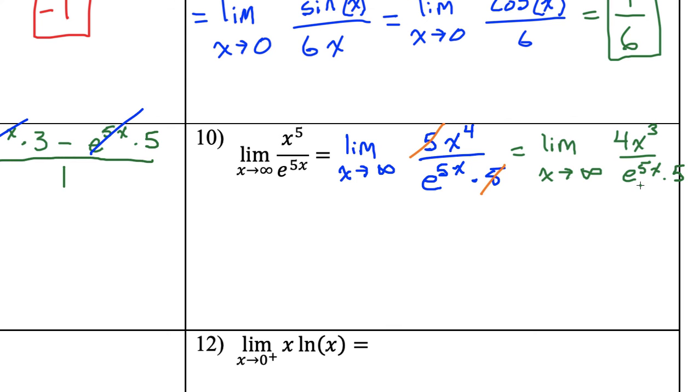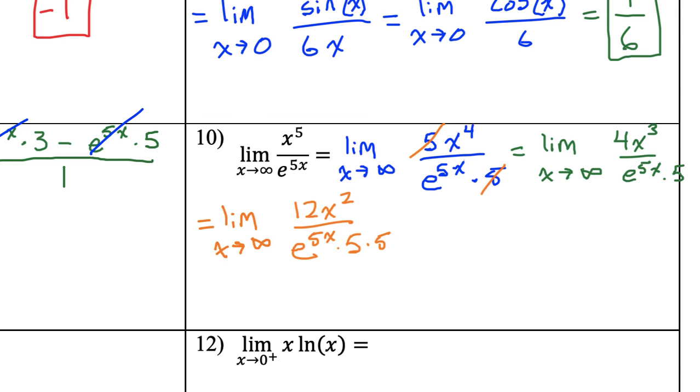And I get infinity over infinity again. All right, keep going. You're going to have to take the derivative quite a few times here. So this is going to be equal to the limit as x approaches infinity of now 12x squared over e to the 5x times 5 times 5. Why are there two 5s? Well, we had the 1 from back here, and we had to do another 5 down here.